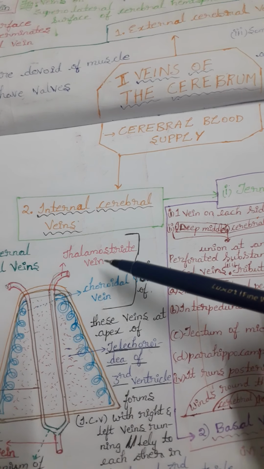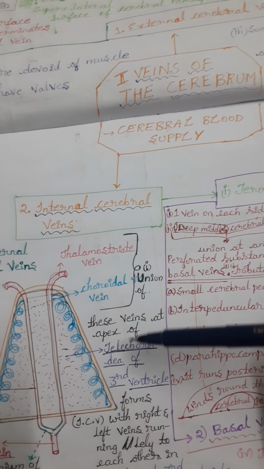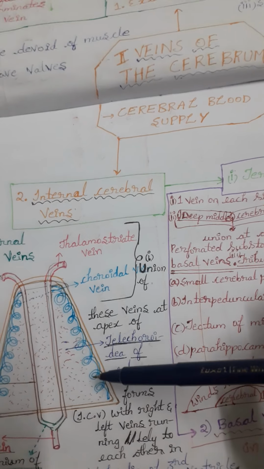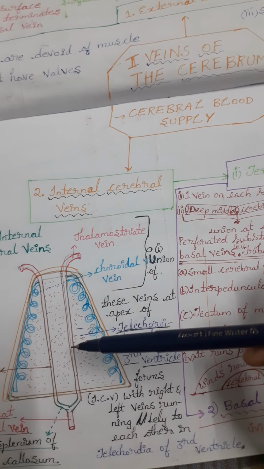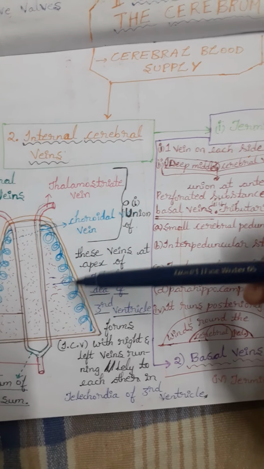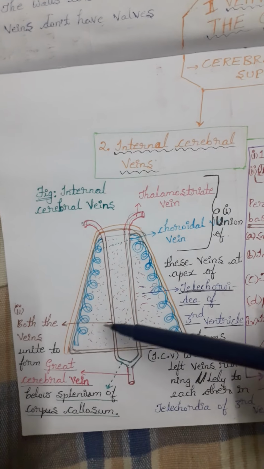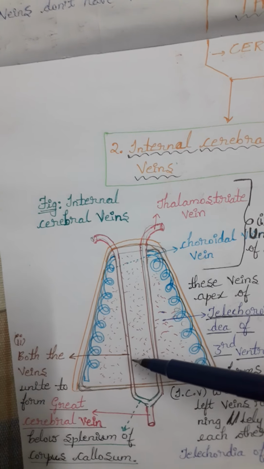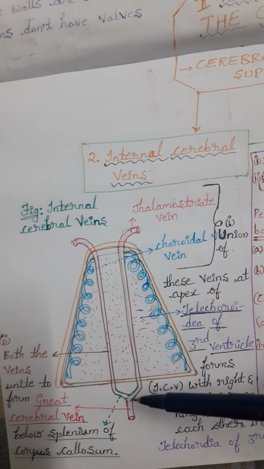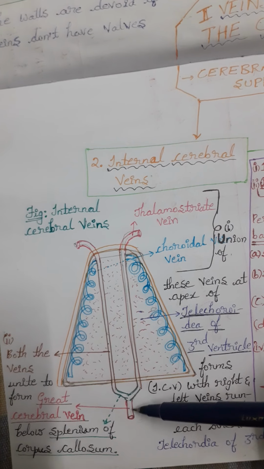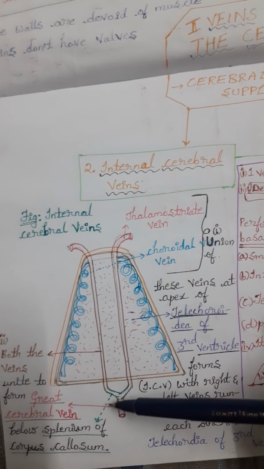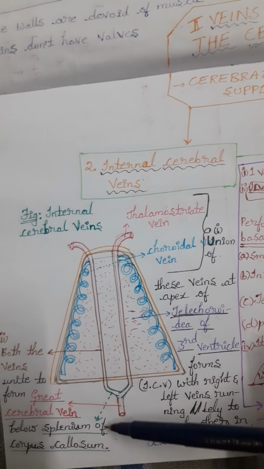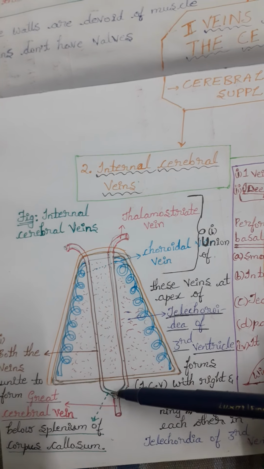Both the thalamostriate vein and choroidal vein will unite at the apex of tela choroidea of third ventricle and form internal cerebral veins on right and left side, situated parallel to each other in the tela choroidea of third ventricle. Now both the veins, which are brown in color, unite to form great cerebral vein, which is pink in color here. This great cerebral vein is below the splenium of corpus callosum. This is in dark green color here.